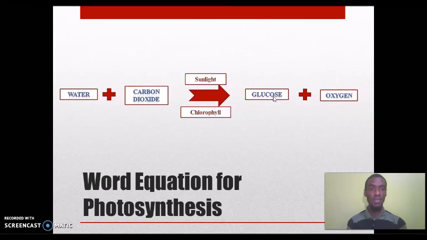Oxygen is a byproduct of photosynthesis because it was created in the process, but it was not an intended product of photosynthesis. So, we have learned that photosynthesis is a process by which plants create their own food, and they use water, carbon dioxide, in the presence of sunlight to produce glucose and oxygen. Photosynthesis is very important because it produces food for plants and all organisms on Earth.